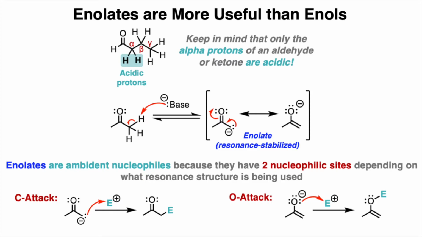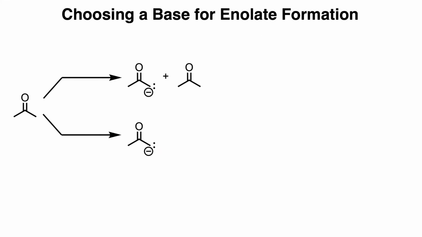Enolates in general are more useful than enols because enolates have a full negative charge and are more reactive than enols are. And also, enolates can actually be isolated and stored for short periods of time in lab, unlike enols. To form an enolate, we have to choose the best base. Depending on the type of carbonyl that's being used, some require a mild base, while others need a very strong, bulky base to form an enolate.